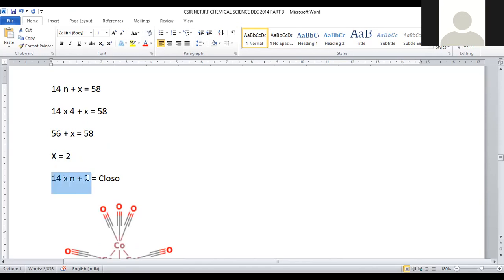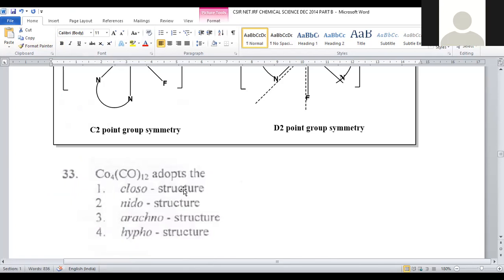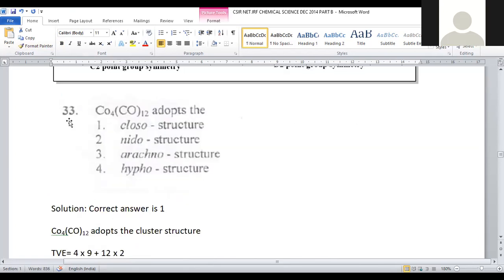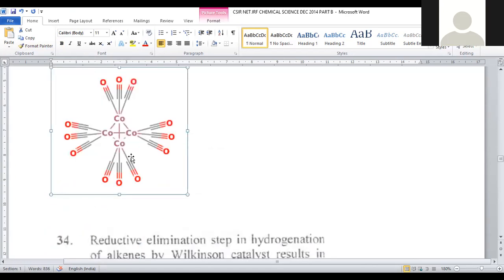So that means 14n plus 2 is equal to what will be the cluster? 14n plus 2 becomes closo. 14n plus 4 becomes nido. So that's why, being it is a 14n plus 2 system, you can say it is the closo cluster, right? So closo cluster is provided in option number 1. For question number 33, option number 1 will be the correct answer.